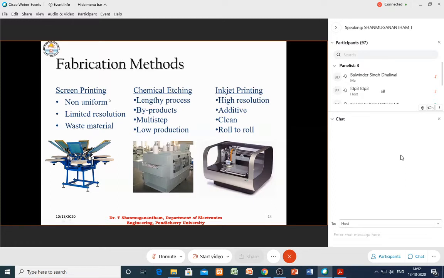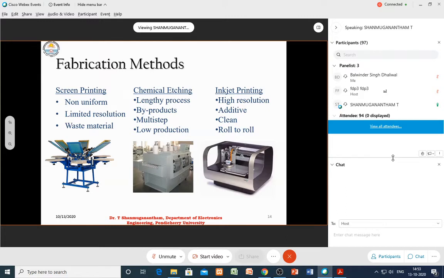Screen printing is non-uniform with limited resolution, and material wastage is high. The chemical etching method is a very lengthy process compared to inkjet printing, with byproducts, and multiple steps are required, so the procedure is very complicated and has low production. Inkjet is a high resolution, additive process, very clean, and roll to roll is possible. So comparatively, inkjet printing is better than the screen printing and chemical etching processes.